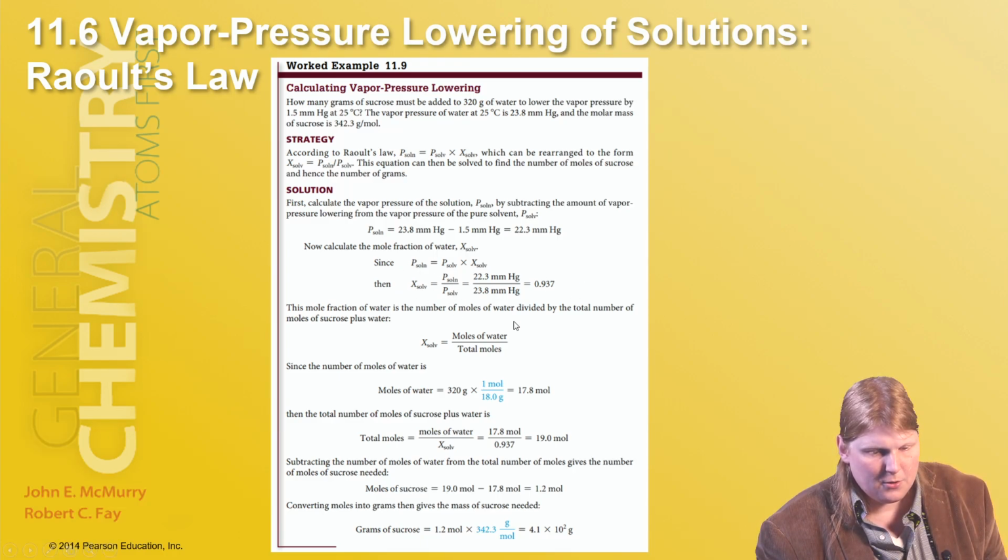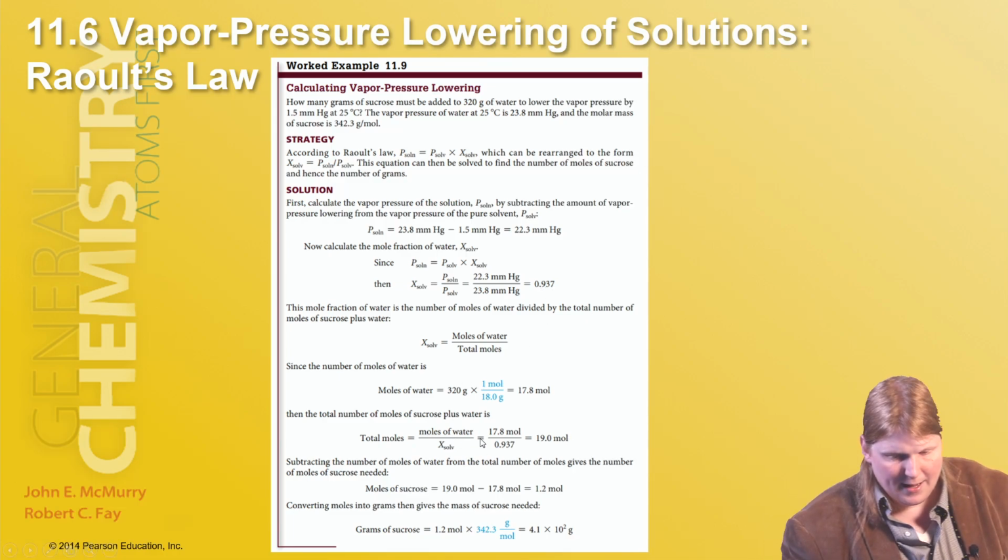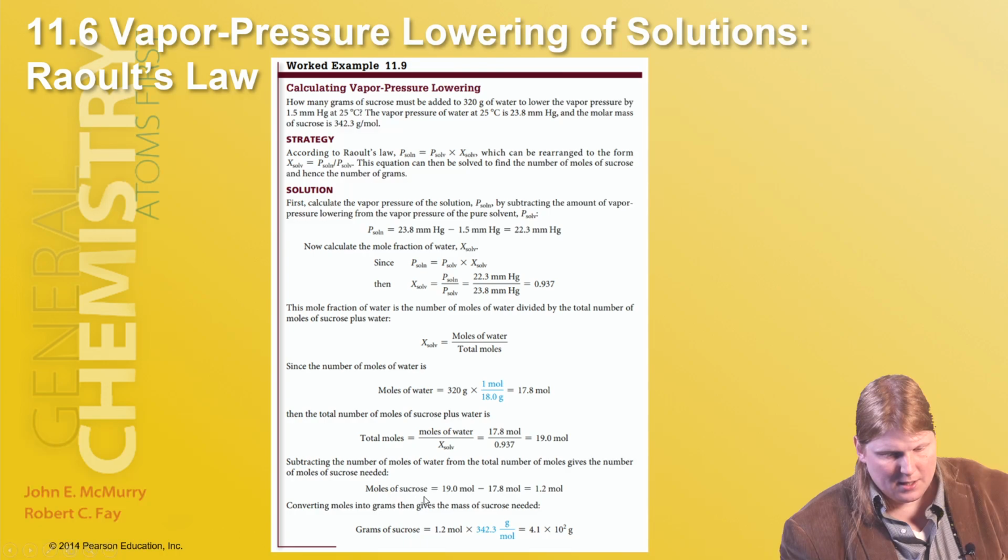So we have the value of this X here as 0.937. And we've got the moles of water. We can get this moles of sucrose from the remaining moles that are needed, and they calculate the total moles, which is what they do here in this step. What they do is they plug in the moles of water and then they solve for that. They subtract the water from that, and then they can convert that into grams.